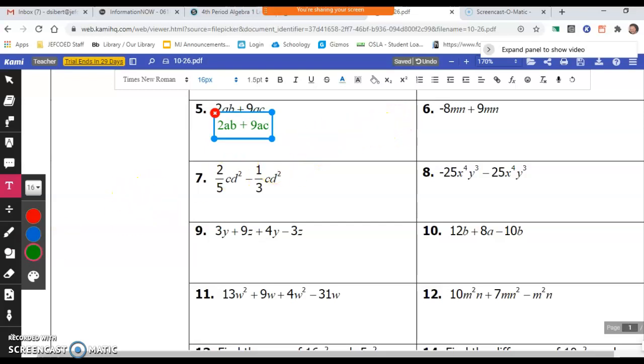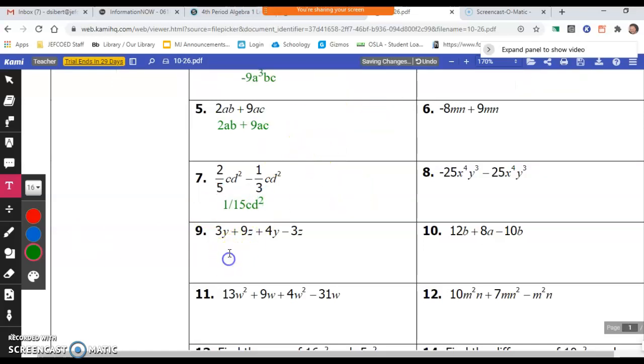All right, 7. You've got 2/5 CD squared minus 1/3 CD squared. Do we have like terms here? Can you combine them? All right. So what is 2/5 minus 1/3? So yes, that is 1/15 CD squared. Y'all good there?